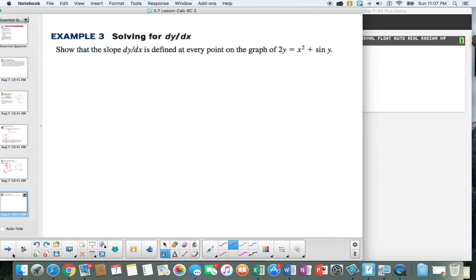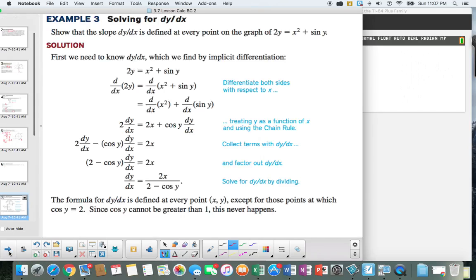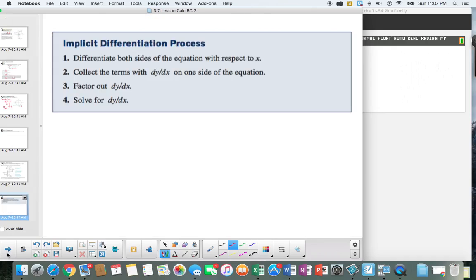All right, I'd like you to try this problem. Stop the screencast. As soon as you're done, go ahead and take a look at the answer. The differentiation process with implicit functions are steps 1, 2, 3, and 4.